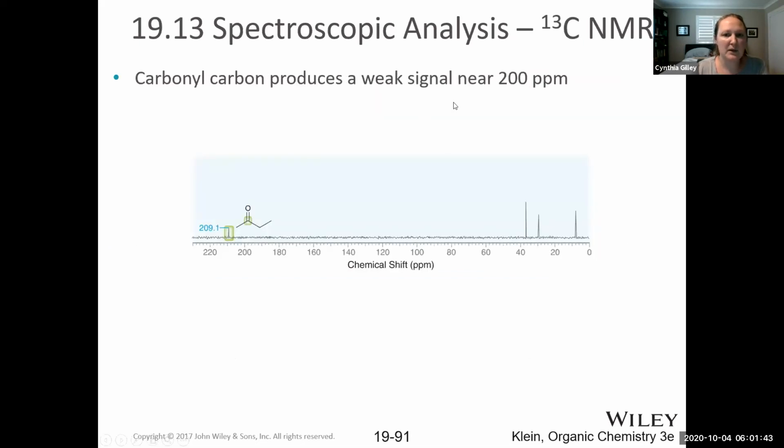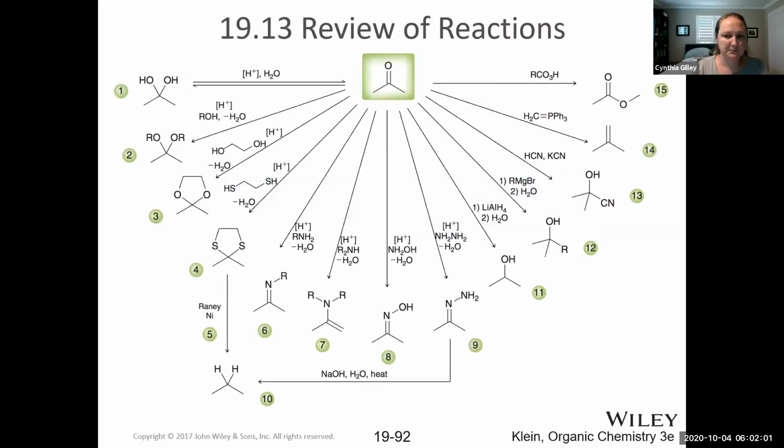If you look at a carbon-13 NMR, carbonyl carbons, right, show up very, very downfield, around 200 ppm. So that's telling that we likely have a carbonyl if we see a signal all the way downfield at that chemical shift. Okay, the last slide is just a review of reactions.